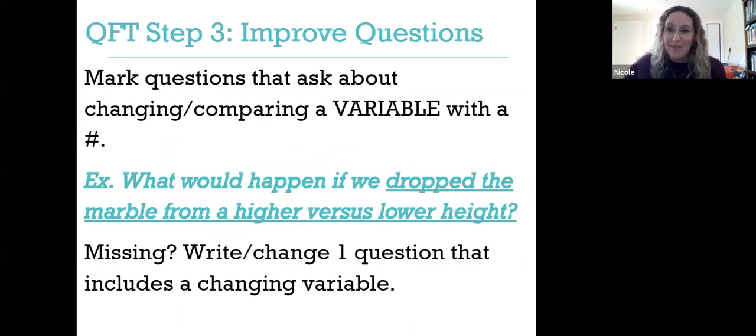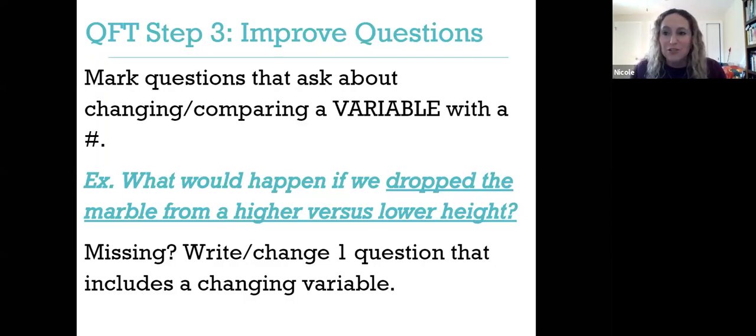So the first step that I show students, so imagine they have all their questions in front of them. The first thing that I tell them to do is I say, mark questions that are about changing or comparing a variable with a hashtag. And I usually give them an example, and I usually talk them through this example, because depending on the age of the students, they may not understand what a variable is or what comparing means.